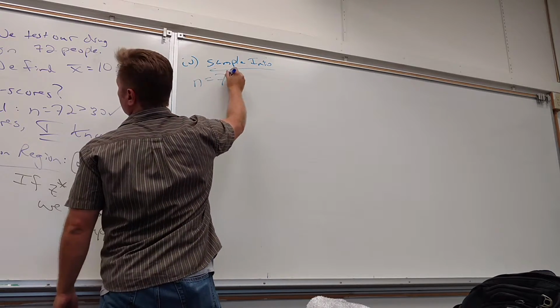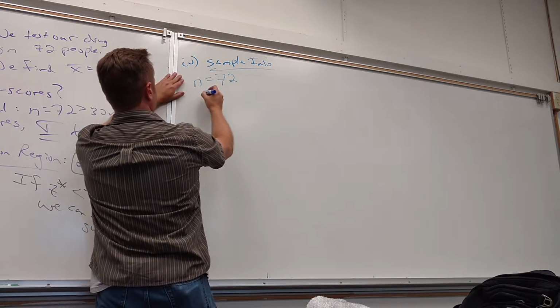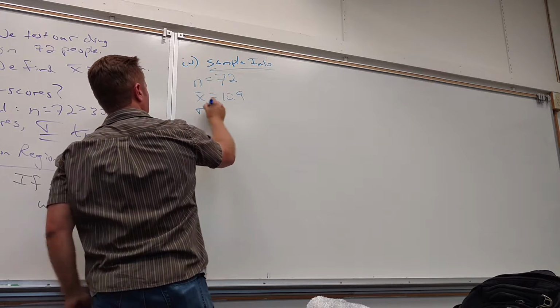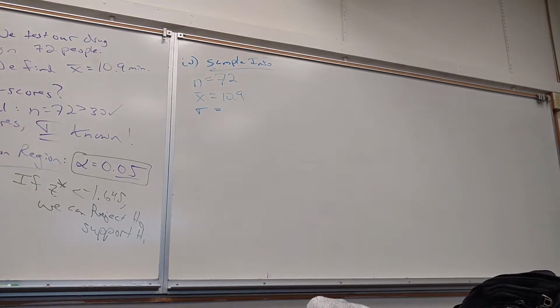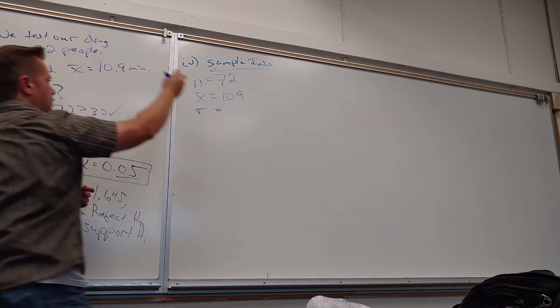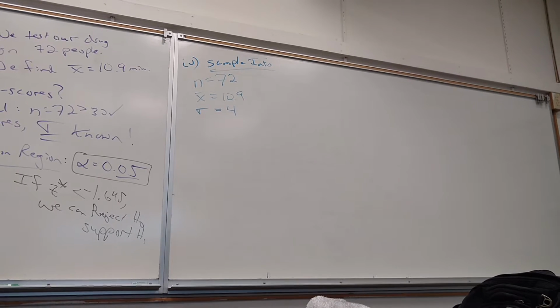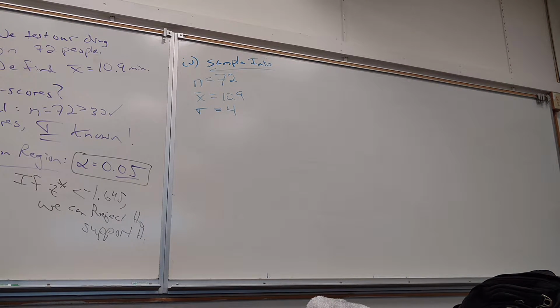Yeah, N is 72. What else do we know? The mean is 10.9. We're assuming that we know sigma is 4. That's why we were allowed to use Z-scores. And before I make a Z-score out of this, what do I have to do? Always. Be careful how you say it.